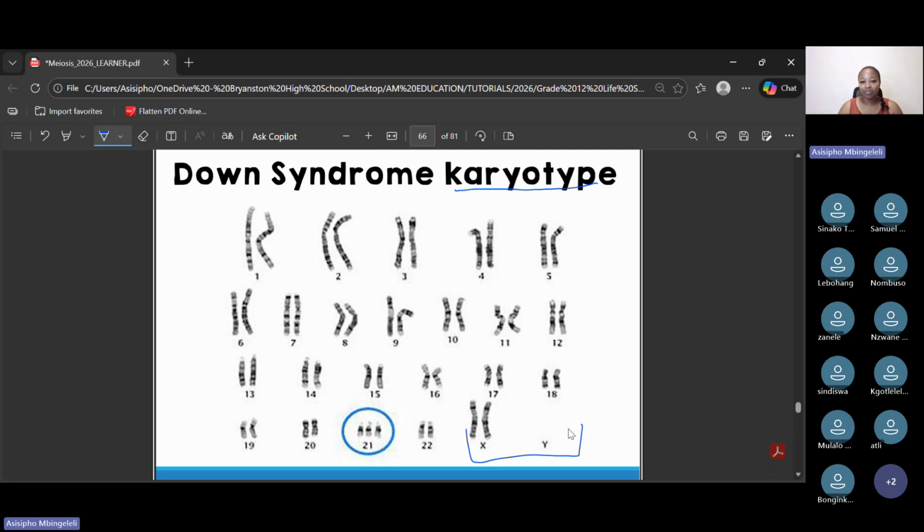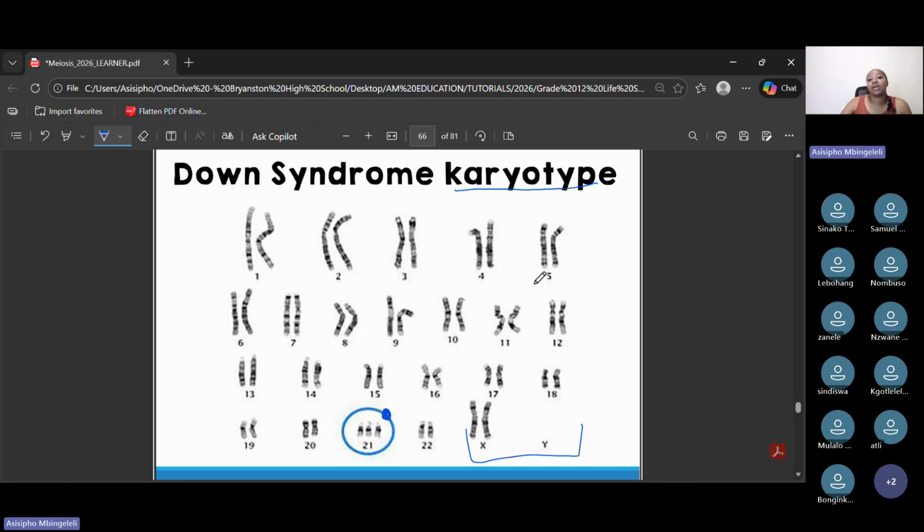Then there are 23 pairs here. Now you need to read into this. They can ask you, is there a syndrome that you are able to see from the diagram? Yes. Please give us the name of that particular syndrome. Down syndrome. Then they ask you, why are you saying it's Down syndrome? What are you going to reference? There is an extra chromosome in chromosome pair number 21.